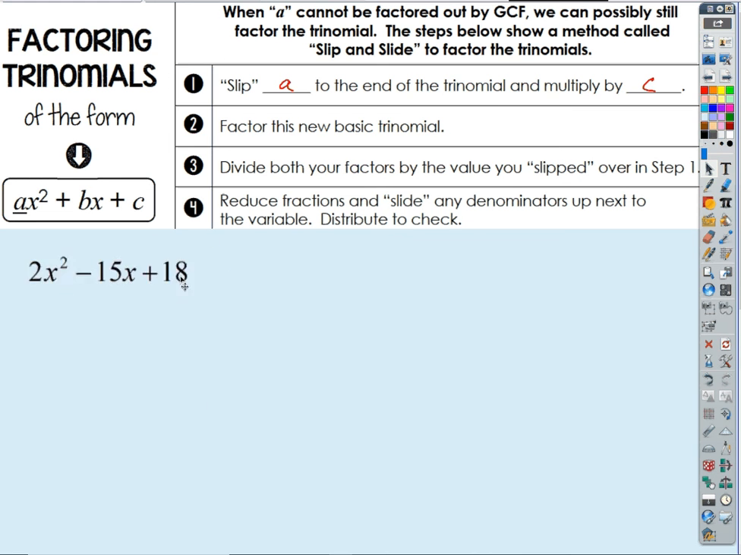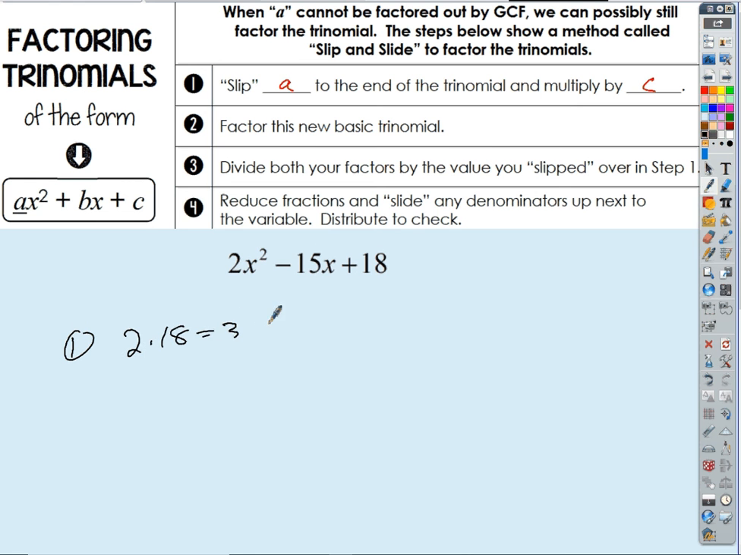Okay, so let's do step 1. Step 1, what do we get? What's a times c? 2 times 18 is what? Okay, step 2.